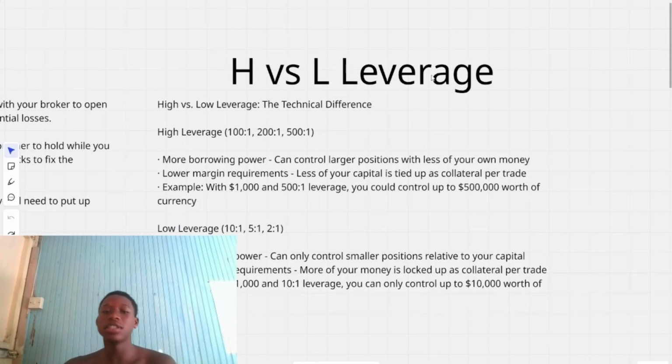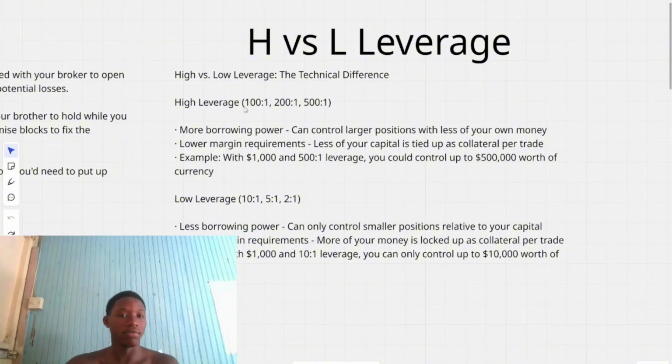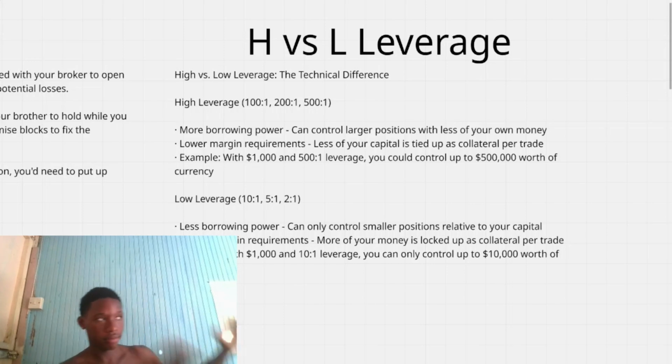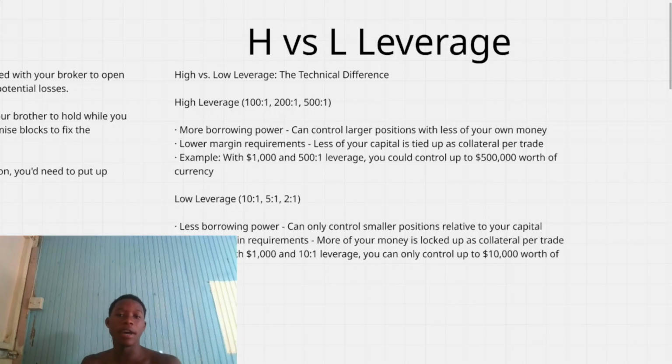High leverage versus low leverage, the technical difference between the two. High leverage: 100 to 1, 200 to 1, 500 to 1. You get more borrowing power and can control larger positions with less of your own money. Think of Builder B. He's controlling more blocks with less of his own blocks. Lower margin requirements: less of your capital is tied up as collateral per trade.